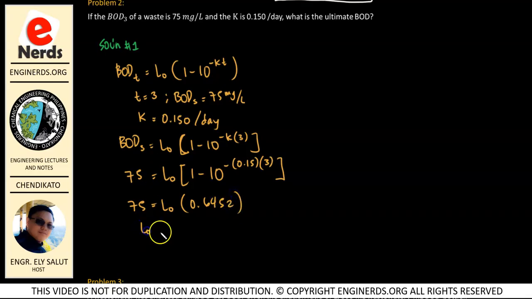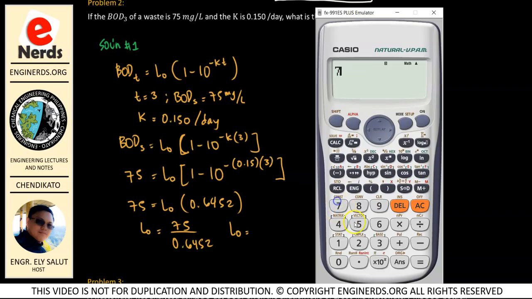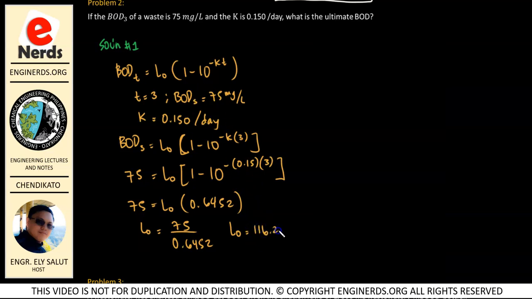So therefore, our ultimate BOD is equal to 75 over 0.6452. So our ultimate BOD is equal to 75 divided by our answer, which is 116.24 milligrams per liter. Okay, so yan ang ating sagot. Yan ang ating ultimate BOD. Okay, so now let's go for another solution. We have solution number 2.